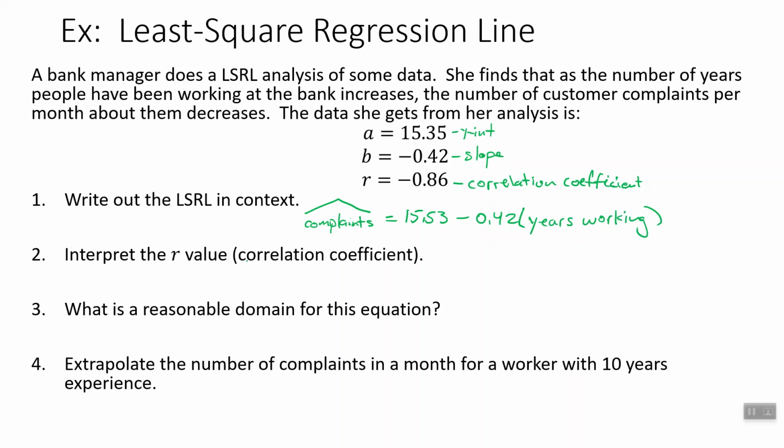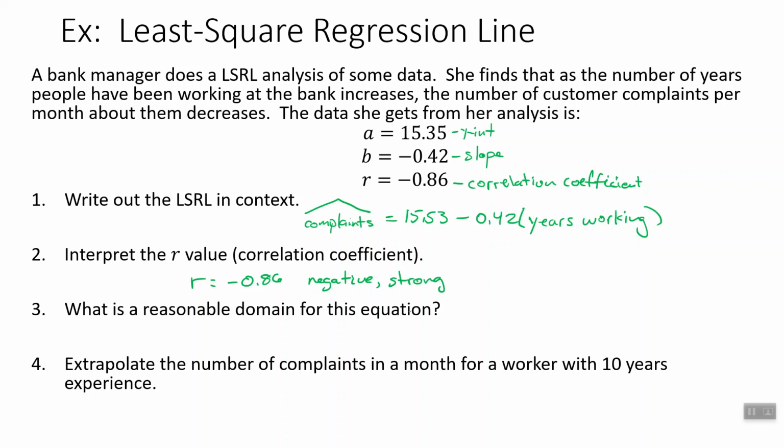Interpret the r value, the correlation coefficient. So our r is negative 0.86. So it's negative. And it's a high number, so we want to say it's strong. However, we do not want to say it's linear because we need a graph in order to say linear or not. So we don't want to say anything about that.